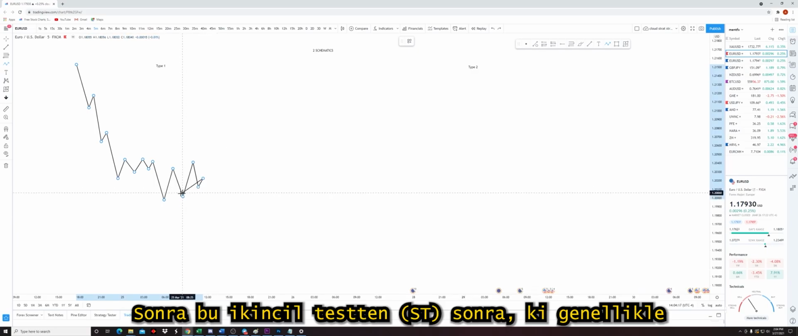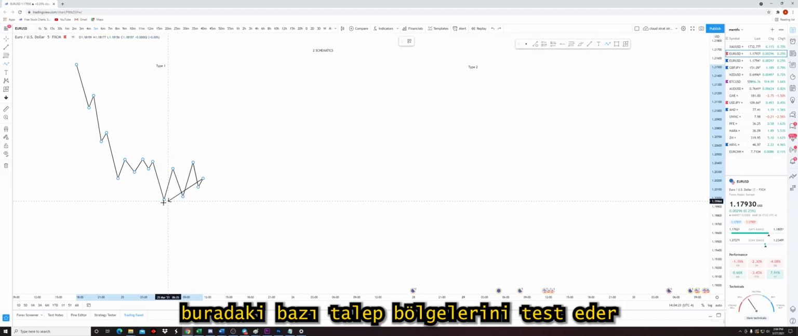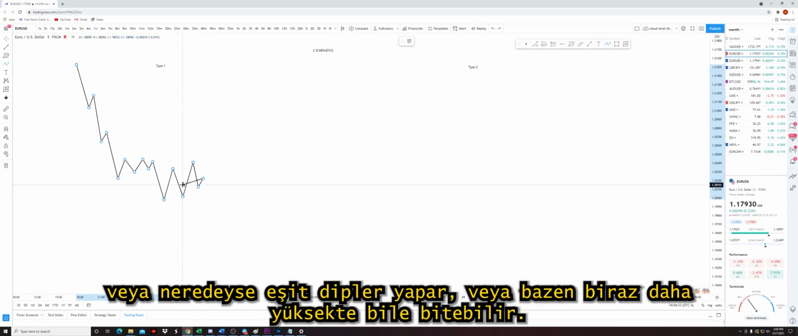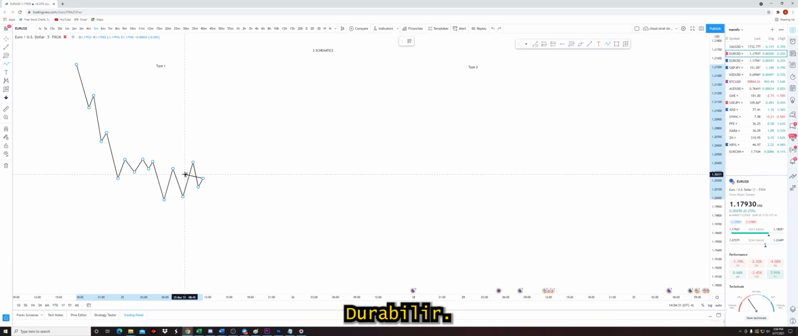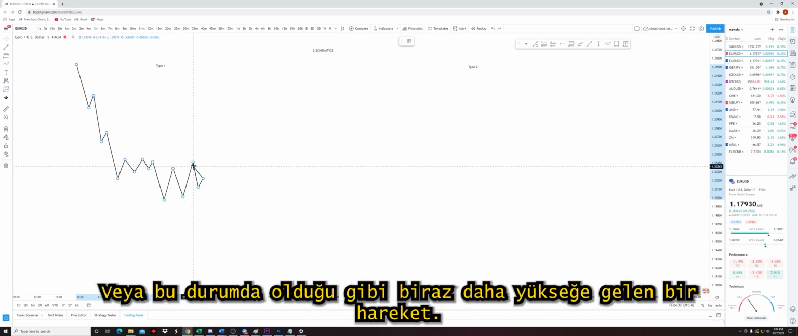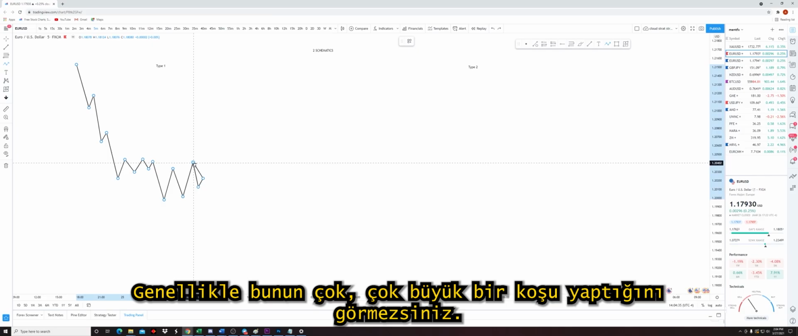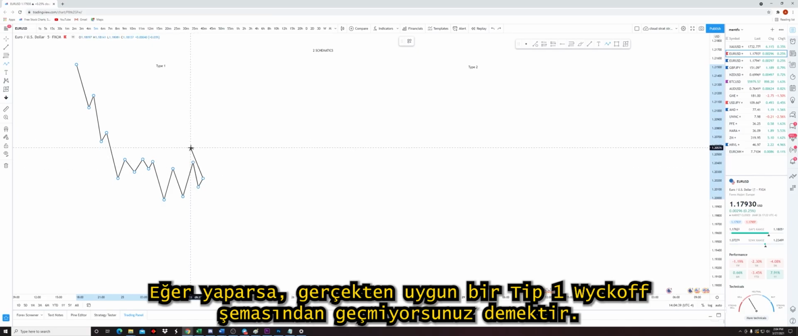Then after this secondary test, which usually will test some demand zone in here or will make almost equal lows, or sometimes it can even end up a little bit higher, all those are possibilities, you will have a move up that can either stop within this high, so it can be anywhere in here, it can stop, or in this case, that comes a little bit higher. Usually, you will not see this make a huge run. If it does, you're not really undergoing a proper type 1 Wyckoff schematic.